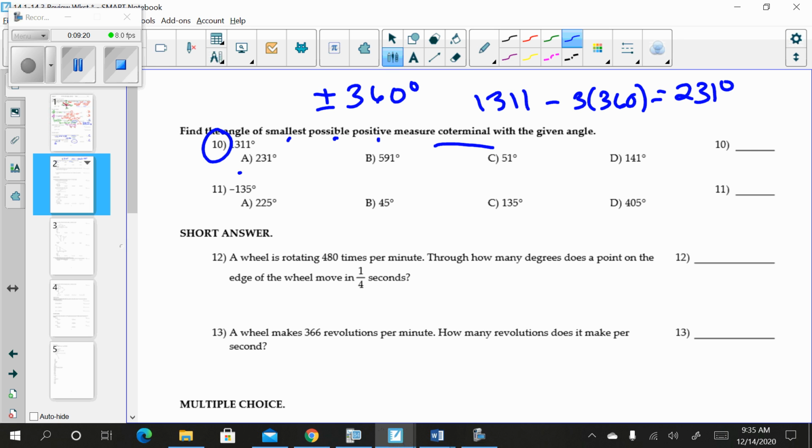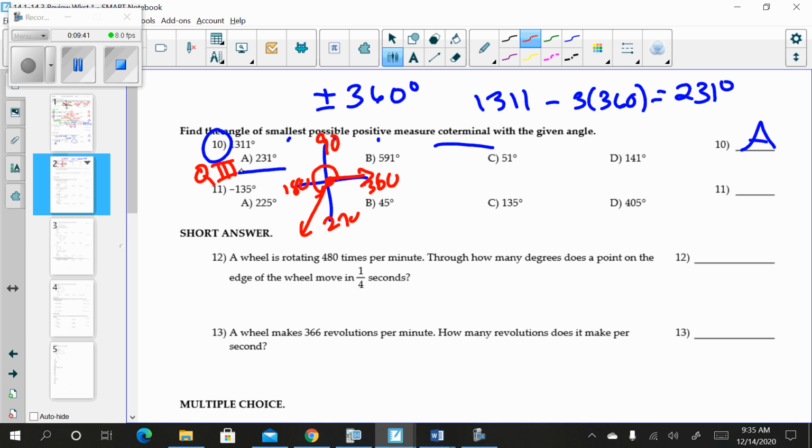By the way, I'd want you to be able to identify what quadrant that's in. If you were going to graph 231, so remember standard position, 90, 180, 270, 360. If you were going to graph this, 231 would put you down here in quadrant 3. So make sure you know where those angles would end up.